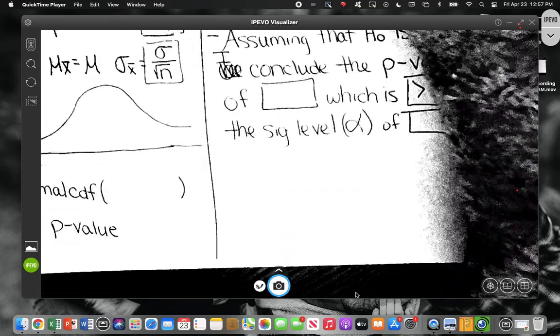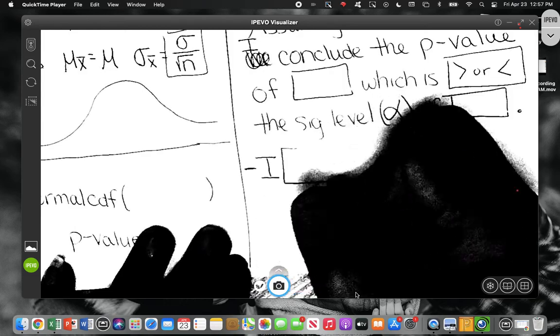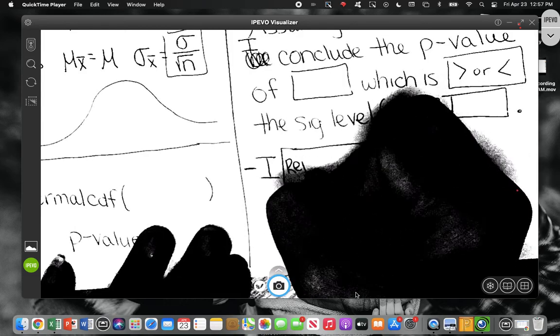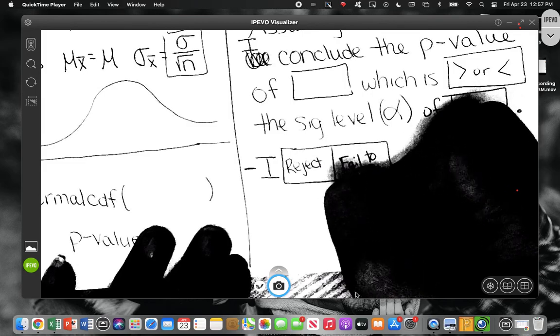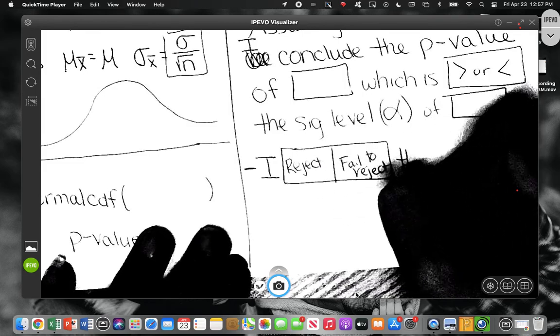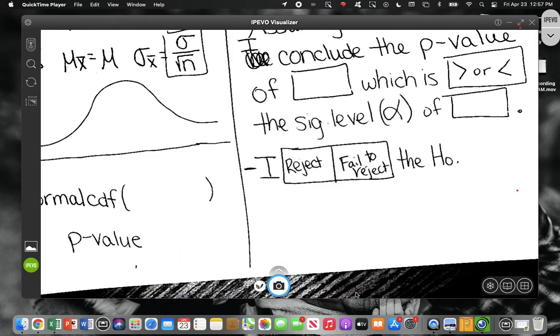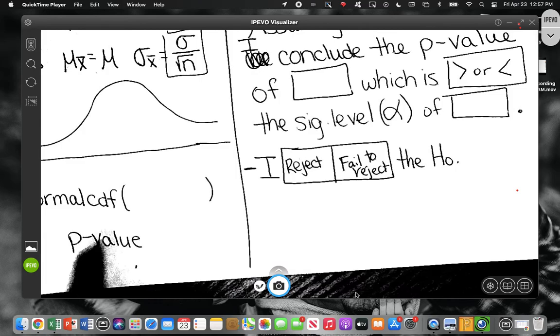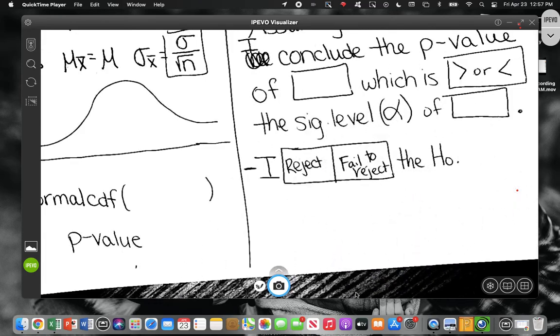Now, sentence two is very simple. You're either going to reject or fail to reject the null hypothesis. So now that you've told me if it's greater than or less than, then you tell me if you're going to reject or fail to reject.